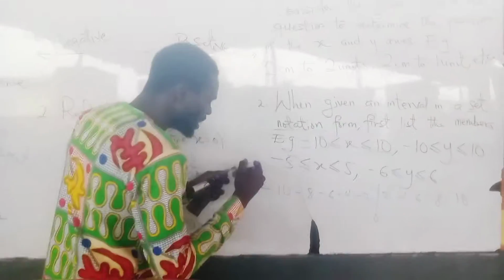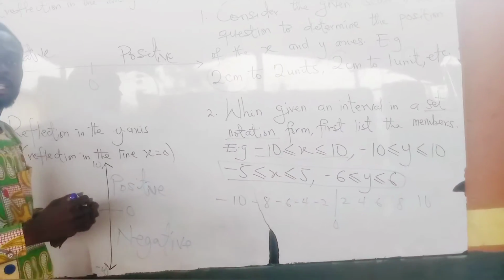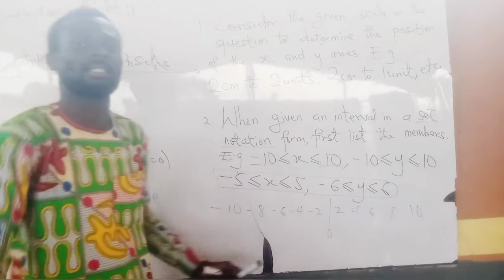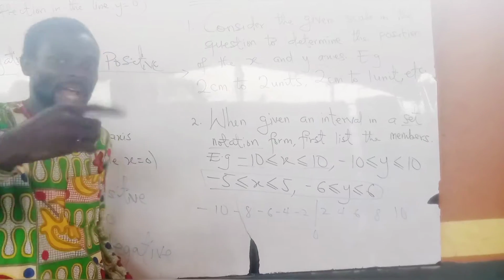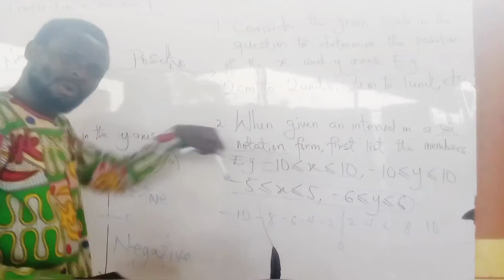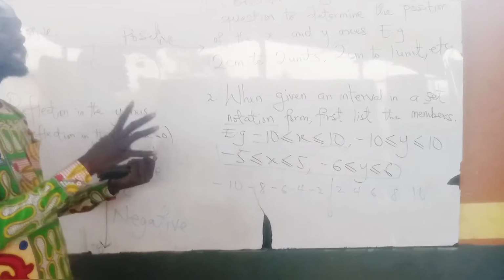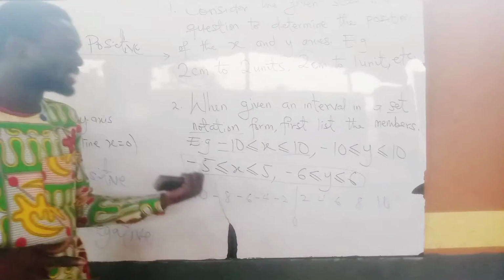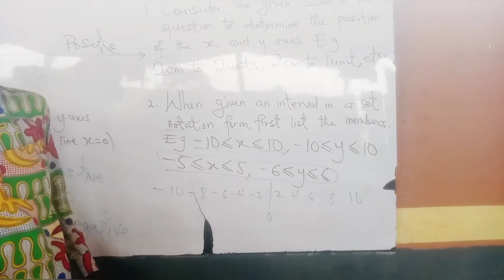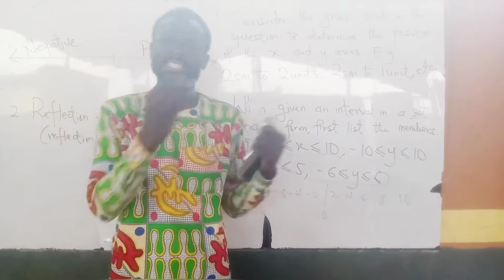Then we can also be given the scale, the interval, in this way. This one goes with the scale 2 centimeters to 1 unit. So you have negative 5. This time, we are starting from negative 5 on our very first one, which is this one. So we have to take note when the interval is given in set notation form. List the members somewhere so that you can know the values and how you are going to do it. Now let's visit our graph and see a question.